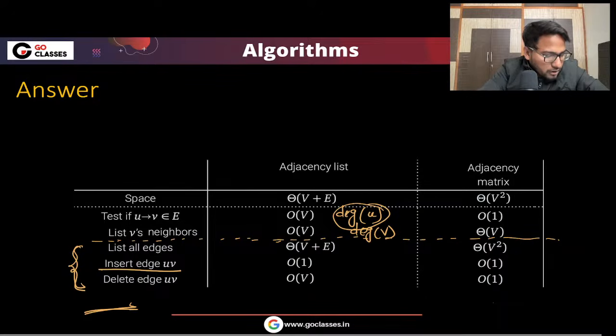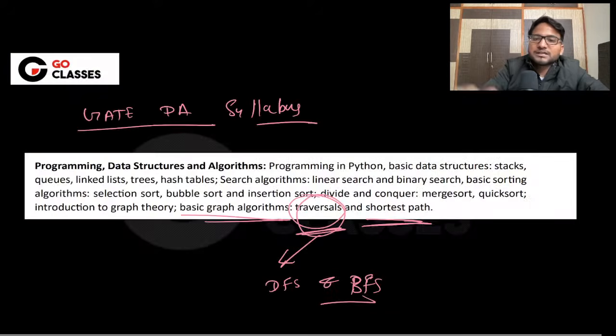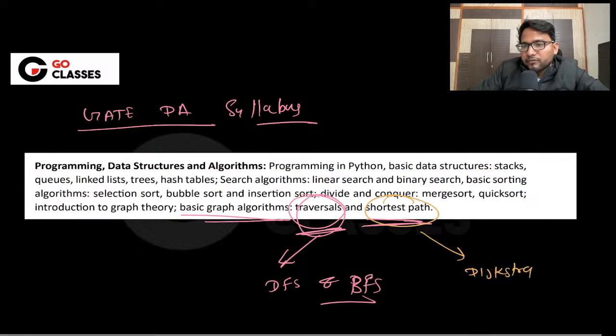Someone is asking, sir, can you please tell which topics are meant by shortest path in the graph section of the data science syllabus? They haven't mentioned the specific topic. In the data science syllabus, they just said shortest path. So shortest path means Dijkstra and Bellman-Ford.